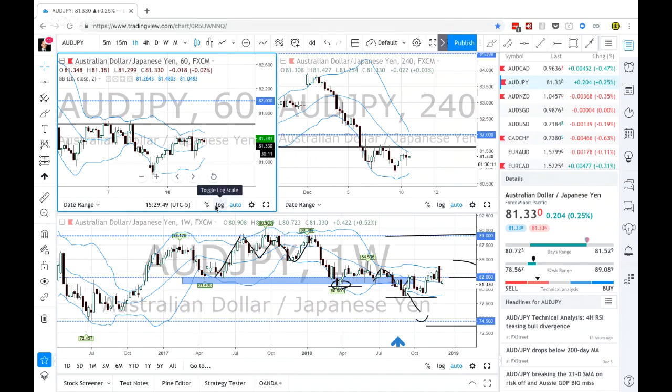So this is a pair I would not trade this week. I'll flag it right away, and we'll move on to AD and ZD.